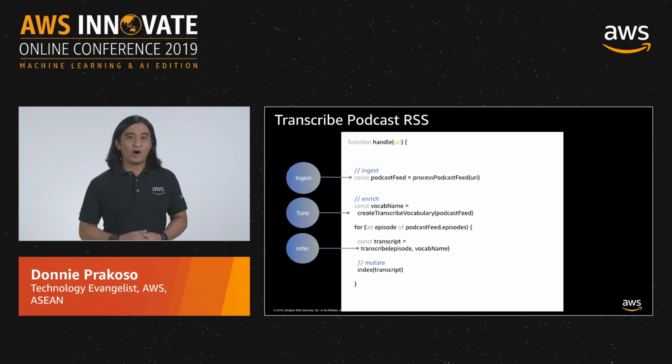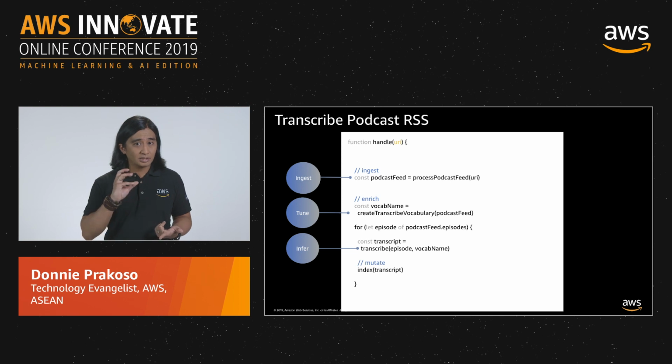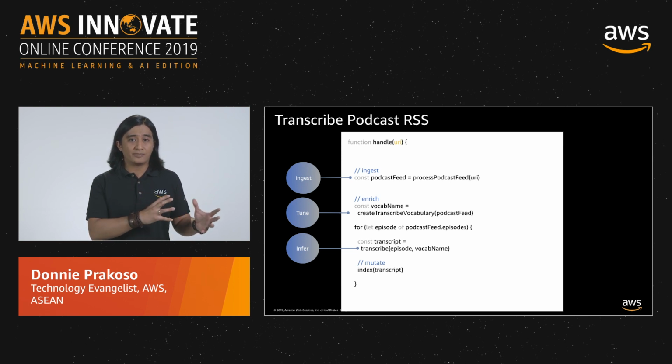Let's dive deeper and see how we can actually transform our code into workflows. Here is simplified code that we can use to transcribe a podcast RSS. First, we need to ingest the data by getting the feed from a specific URL. Then we need to tune it a little bit by creating a custom vocabulary to have a smooth transcription. The last step in this code is to infer by calling the transcribe function for specific episodes with the given vocabulary. As you can see, it looks pretty similar to the machine learning workflow that we've seen in the previous slide.